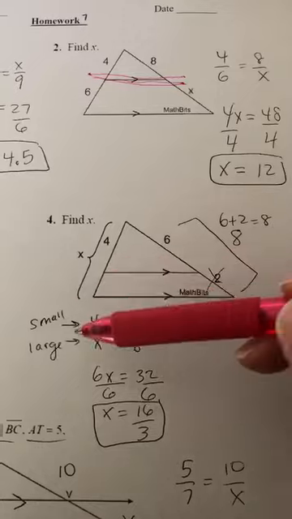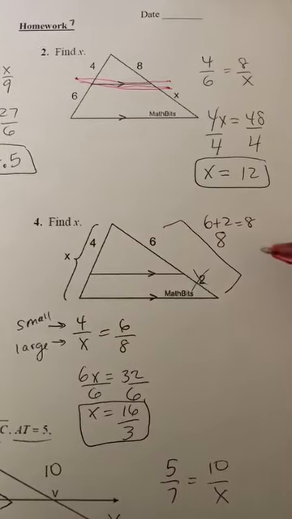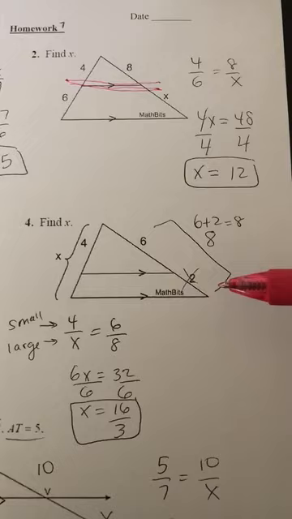Make sure you have the sides fully added up. Take a look at that 6 plus 2. You don't use the 2 in the proportion.